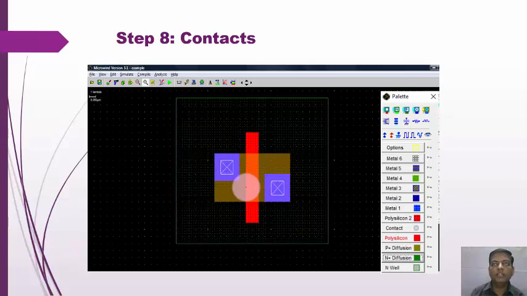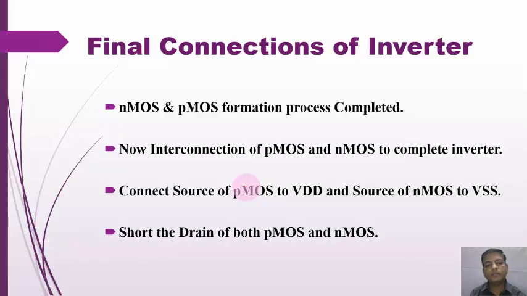So everyone can understand NMOS and PMOS formation. Now the final connections of the inverter. NMOS and PMOS formation process is completed. Now interconnection of PMOS and NMOS to complete the inverter. Connect the source of PMOS to VDD and the source of NMOS to VSS. Short the drain of both PMOS and NMOS.